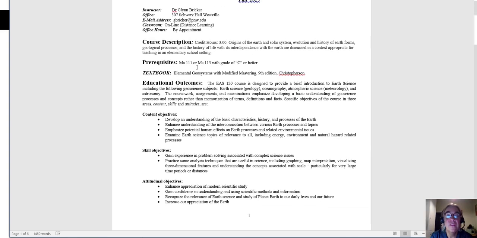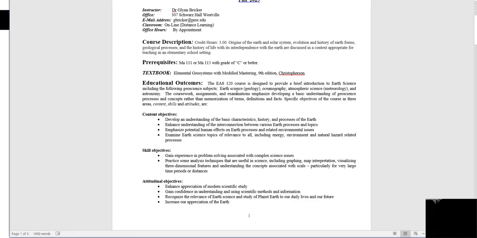Prerequisites are Math 111 or Math 115 with a C or better, so there is a little bit of math involved. We'll talk about how to access the book in a minute, but it's Elemental Geosystems with Modified Mastering. So with the textbook, it's an e-text that comes with the homework. So you can't just buy a hardcover copy of the book. You won't have access to the homework if you do that. So it's an e-text with the homework, and again, in just a minute, we can talk about that.